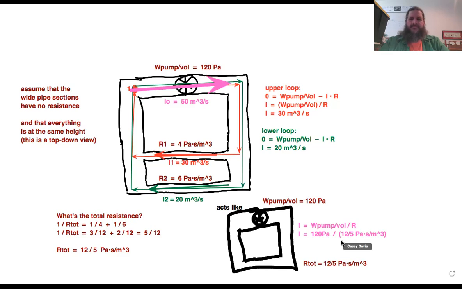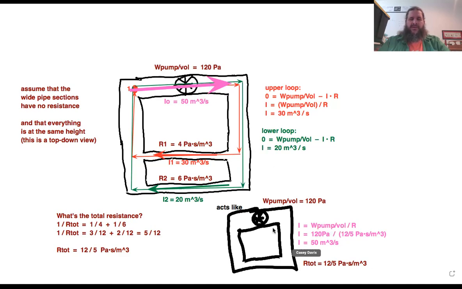50? Yeah. 120 over 12 reduces to 10. Divided by 1/5 is times 5. So you get 50 meters cubed per second. And that's exactly the same as what we got for the current through the pump, analyzing it this way.